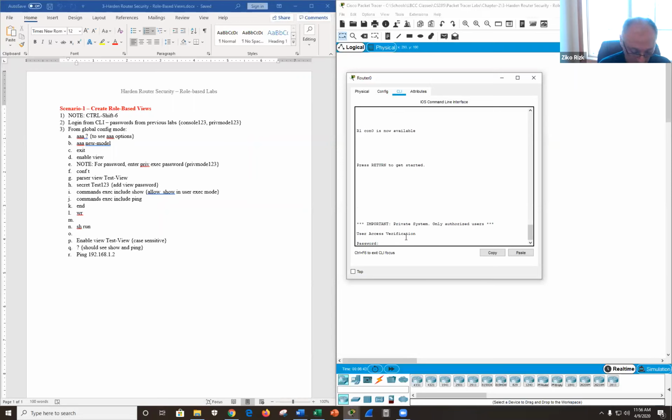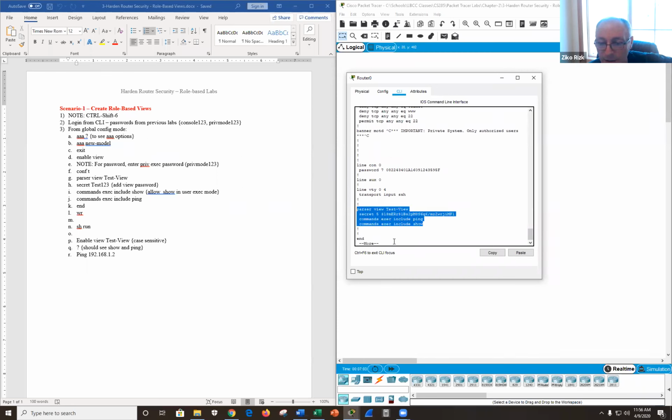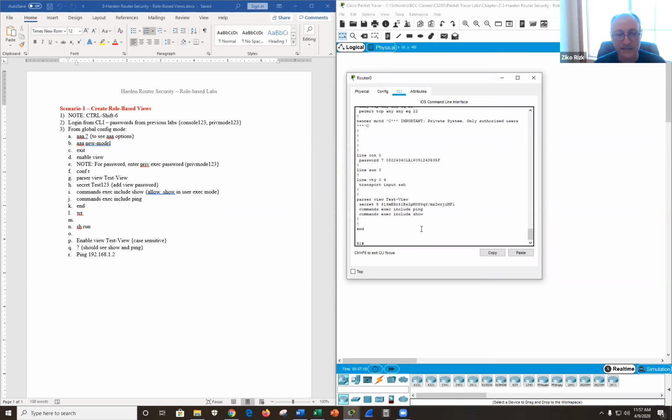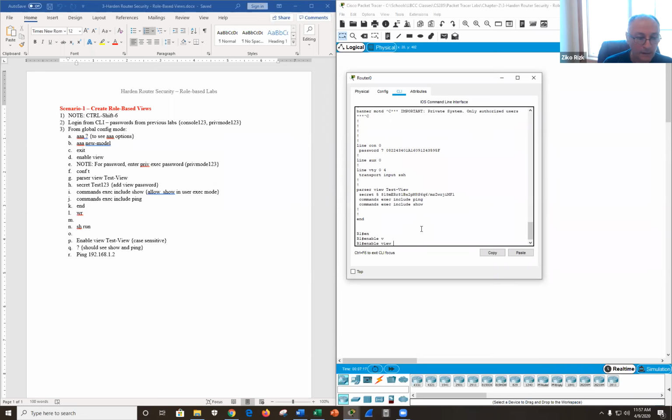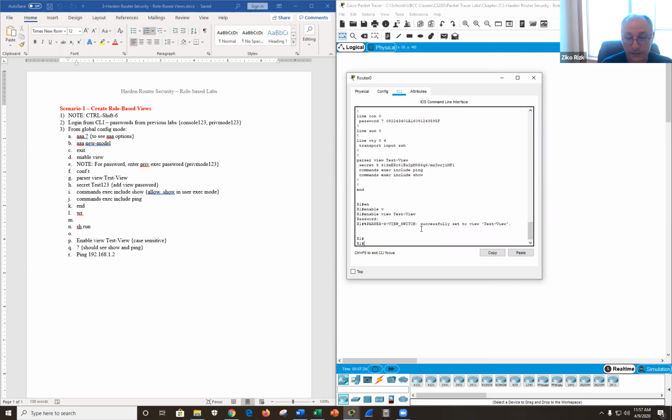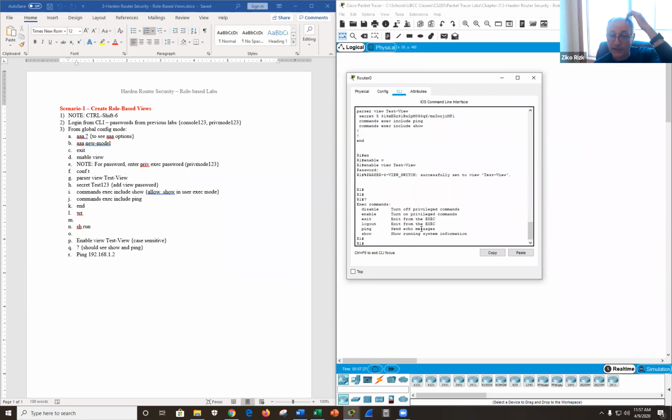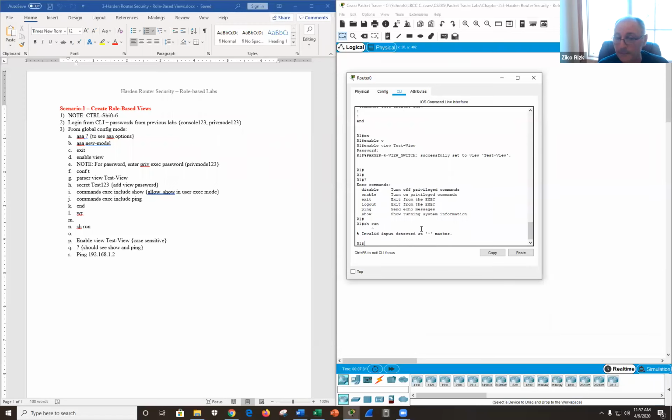Exit. Console, I'll show you one more time what I'm talking about because the concept is easy. Priv mode 1, 2, 3. Show run. And here we are. So it includes ping, includes show. So let's try it one more time. And we want to enable view, test view, test 1, 2, 3, question mark. This is what I can do. And show run. Nope, it doesn't want to work.